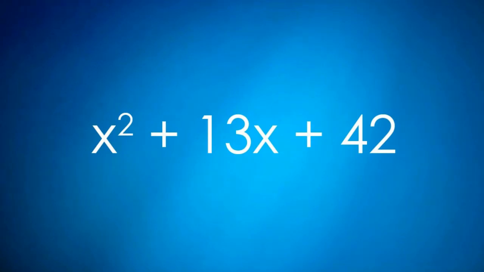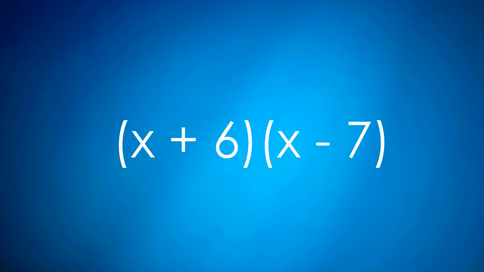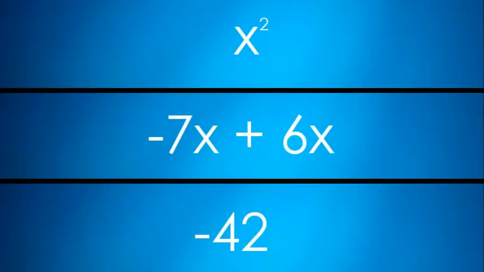Let's try another one. Consider we have quantity x plus 6 times quantity x minus 7. Do again the FOIL method and we will start by multiplying the first terms, which will result in x squared. Next are the outer terms, which will result in negative 7x. Third are the inner terms, which will result in 6x. And the last terms will result in negative 42.